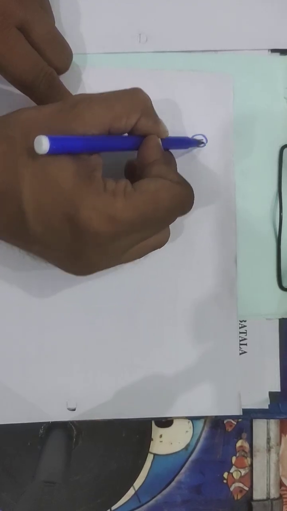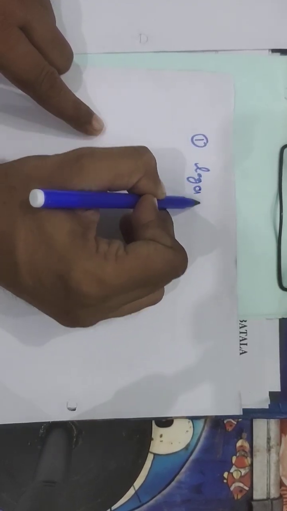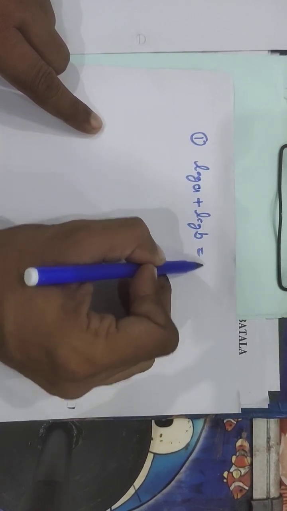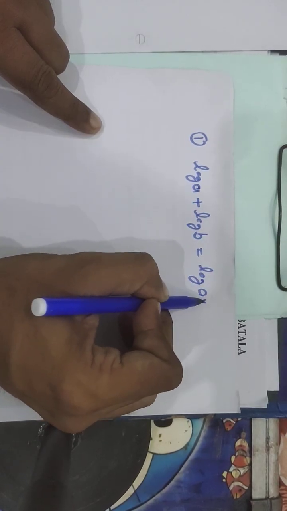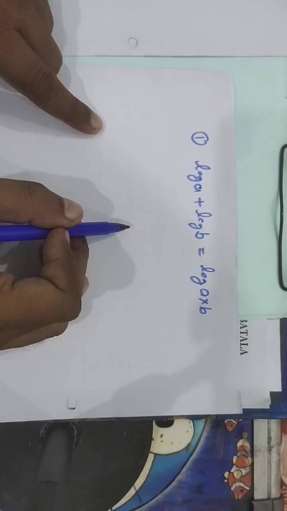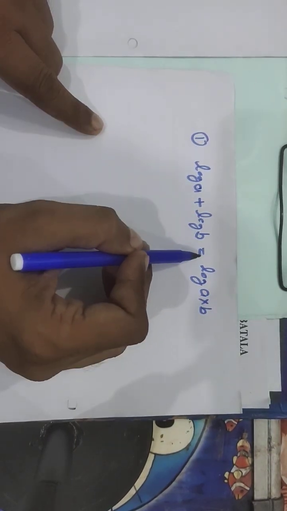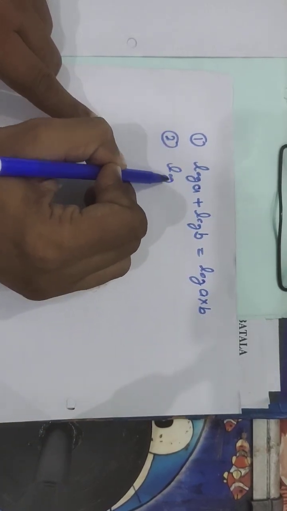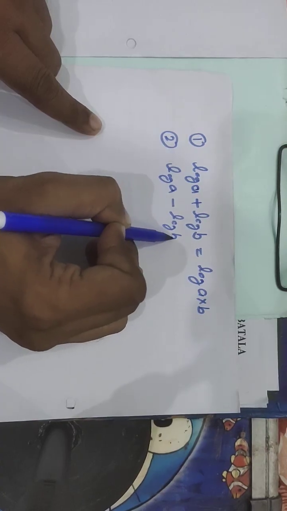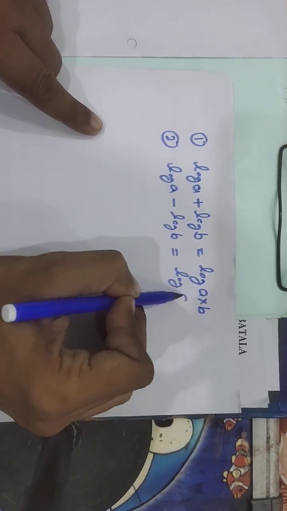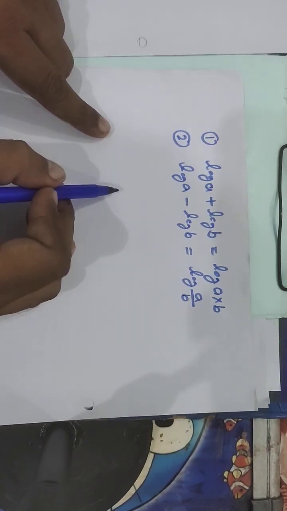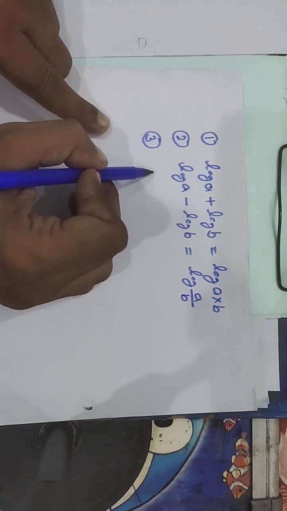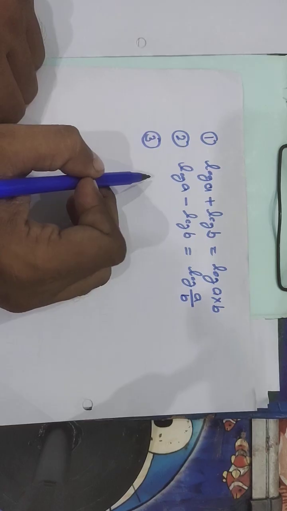Then we have formula 1, that is log a plus log b. When two different logs are in addition, they can be converted into the log of the product of those separate numbers. So log a plus log b can be written as log of a multiplied with b. Also, if log a minus log b, then I can convert it into a single log, a upon b, in division form. So further you have one very interesting and very important formula which helps in most of the questions in log problems.